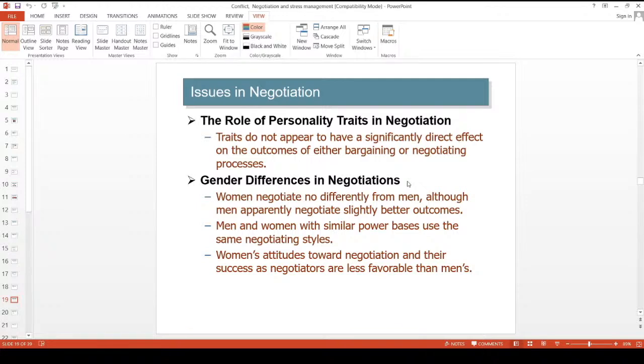And the comparison between experienced male and female managers finds women are neither worse nor better negotiators, neither more cooperative nor open to the other, neither more nor less persuasive nor threatening than the men. The belief that women are nice is probably due to confusing gender and the low level of power typically held by women. So women's attitude towards negotiation and their success as negotiators are less favorable than men's. Now again, all of these assumptions are based on the particular research.